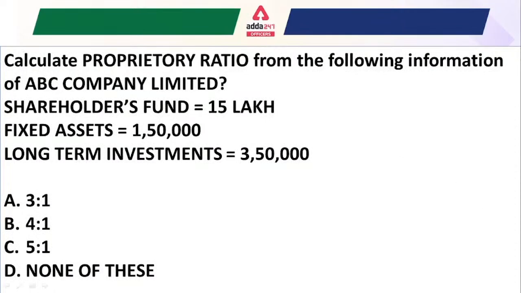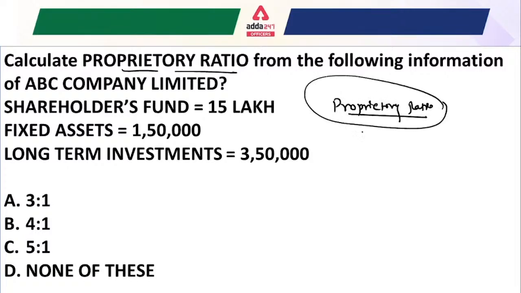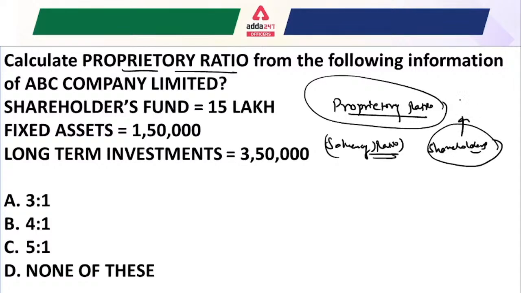Okay, now another question: here you have to calculate the proprietary ratio. So what do we understand by the proprietary ratio? Can anyone tell me? Look, this is just a type of solvency ratio. We read this ratio in the solvency ratios, and it is useful for determining the amount of the contribution of the shareholders towards the total assets of the business.